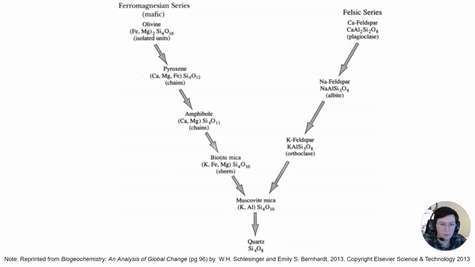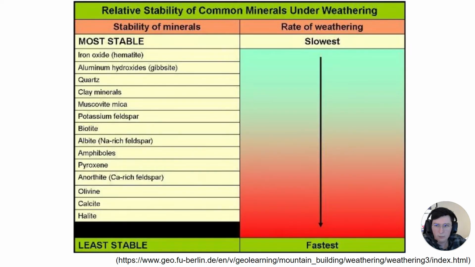and it is very resilient to weathering. Another way to look at this would be the relative stability of common minerals under weathering. So these are a bunch of different minerals here off on the left, and then this shows the rates at which they weather. And so you can see things like calcite is one of the fastest weathering things, and then something like feldspar is in the middle, and then something like quartz is up near the top of this list.